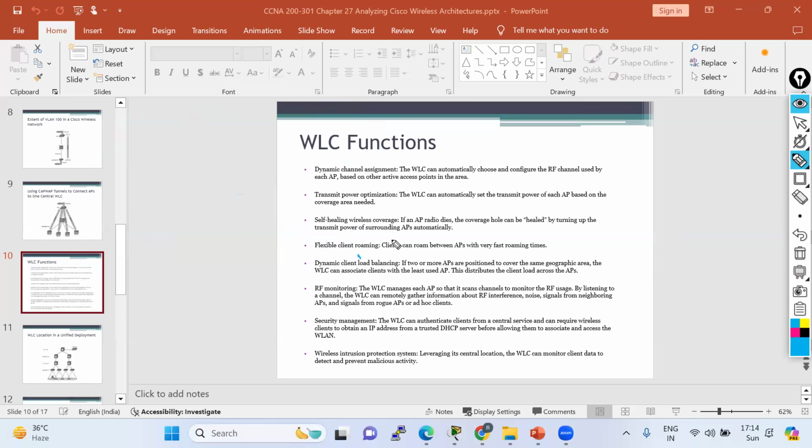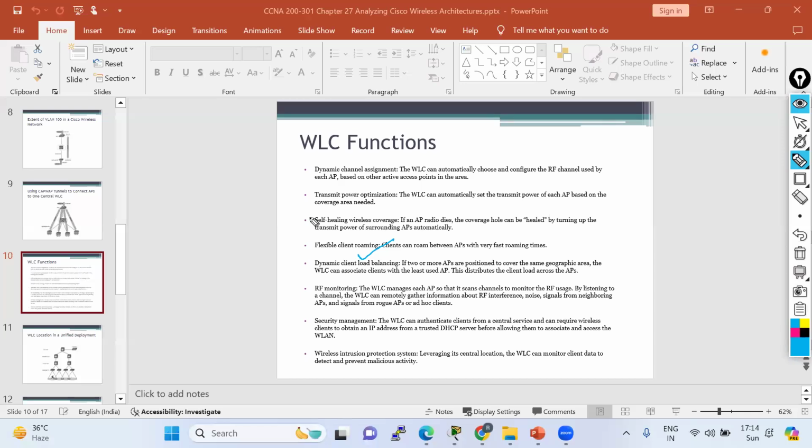It is also going to do load balancing based on how many APs are connected, their position, and having the same coverage in the same geographic area. The WLC can associate the client with the least used AP and distribute the client load across the access points. Means if I have more clients in the same area and I have an available AP with low load, then automatically the load is going to be shifted and my client is going to be moved from one AP to another AP and they are never going to understand what is happening. So this WLC in the background is going to do a lot of things automatically, right?